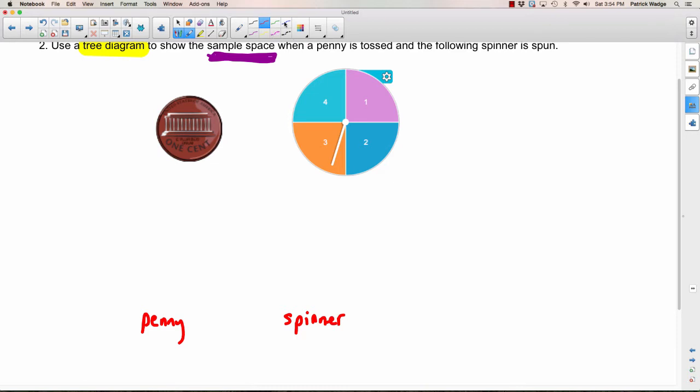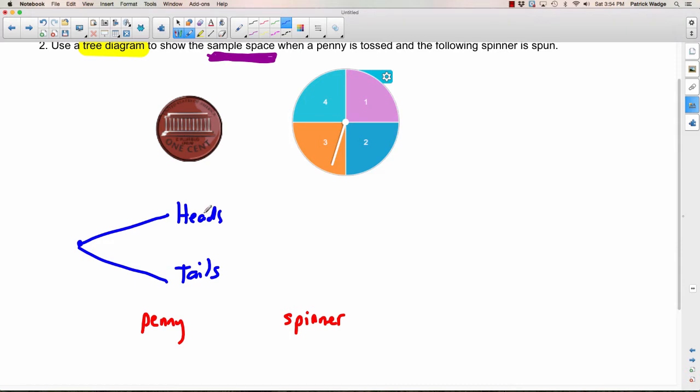Okay? So if I start my tree diagram right here, the first thing I want to do is just think of the penny. What are the possible outcomes when you flip any coin? Well, there's only two possible outcomes, right? You could either get heads or you could get tails. That's it. We're done with the penny now. Now we're going to think of the spinner. So when we spin the spinner, how many different outcomes are there? Well, there's obviously 4. You can get a 1, a 2, a 3, or a 4.